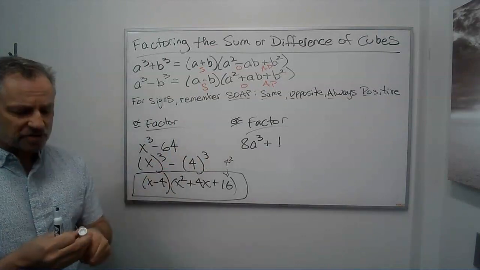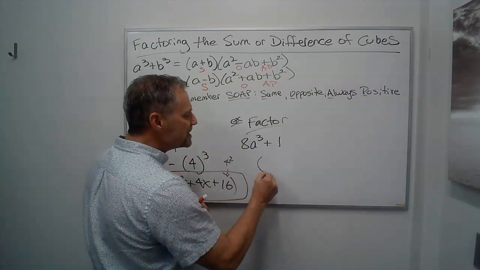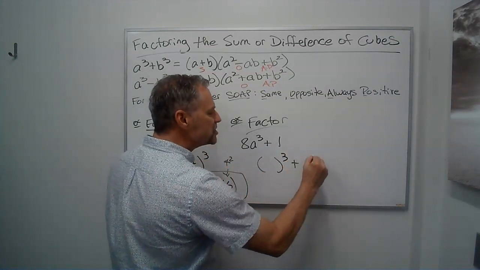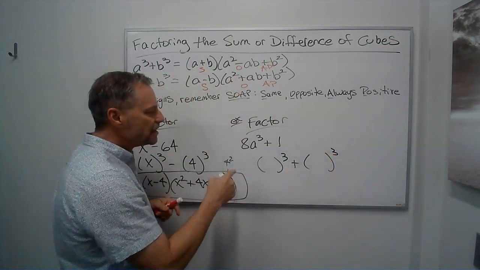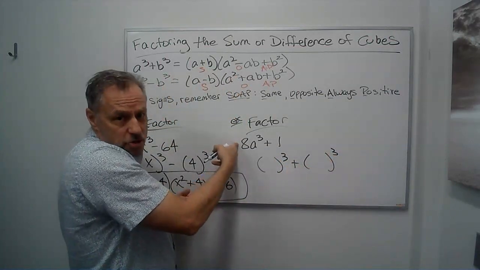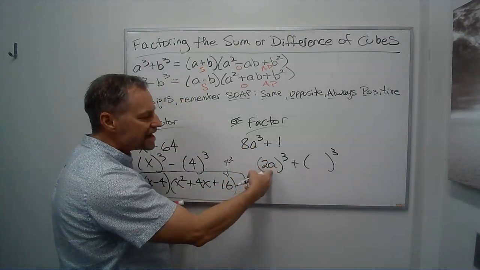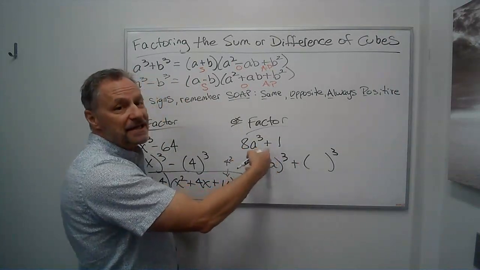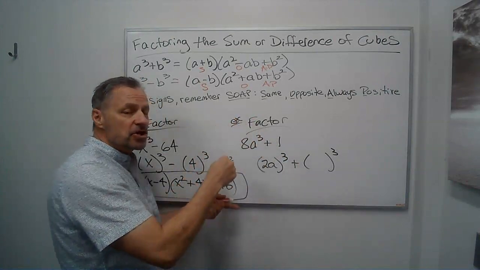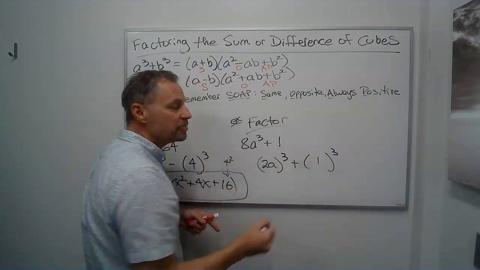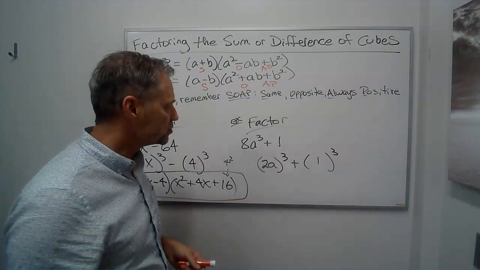All right, let's look at this one. This one confuses students because we want to see if it's something cubed plus something cubed. But realize, well, the 8 is 2 cubed. So it's 2a, quantity cubed. A 1 can be a 1 squared, it can be a 1 cubed. Since I'm looking for a cube, I just put in a 1 there. 1 cubed, of course, is 1.